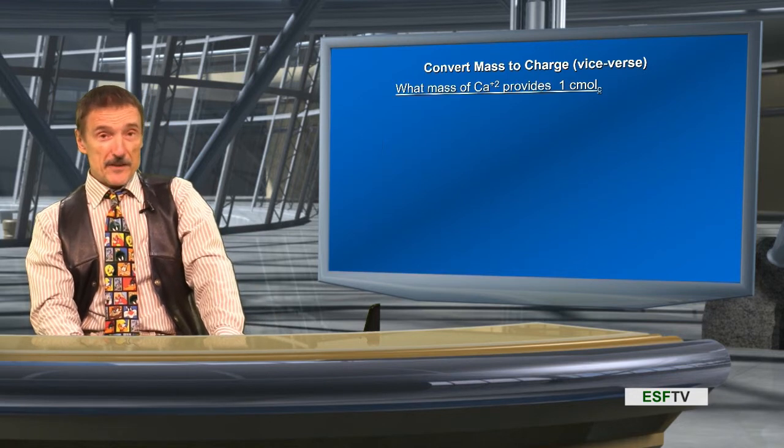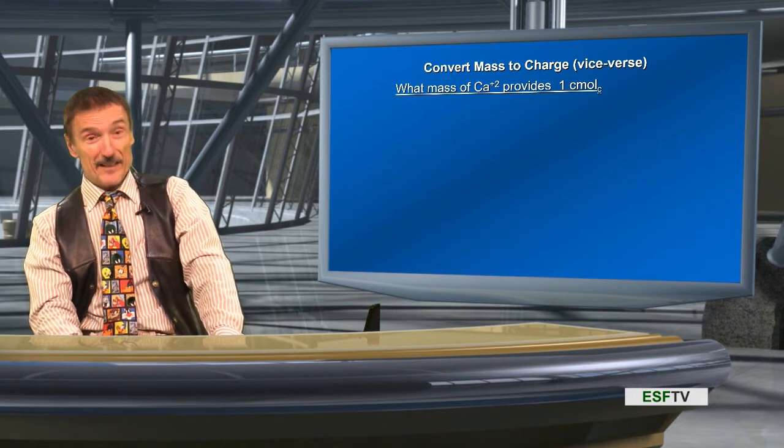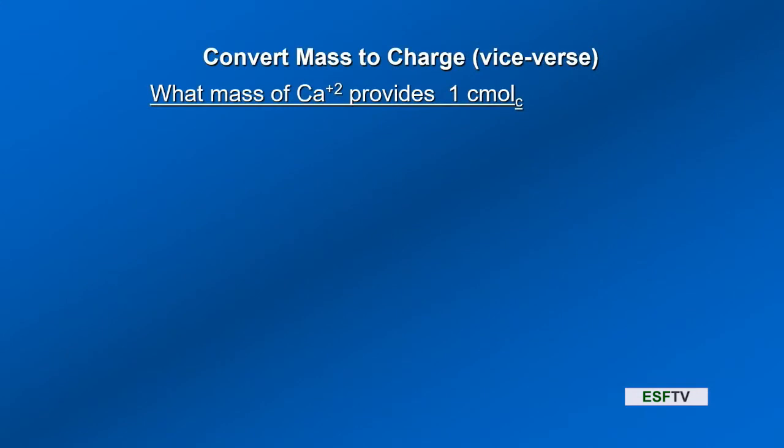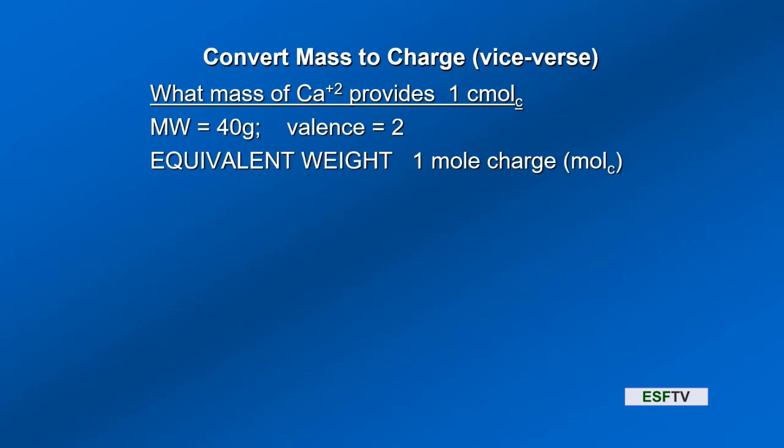And so we could ask the question, and we will ask the question in lab and on exams: what mass of calcium +2 provides a centimole of charge? First we have the molecular weight and the valence. We've got to get to the equivalent weight. So the first part of answering this question is to compute the equivalent weight: 40 grams, the molecular weight, divided by the valence, 2. That's the equivalent weight, and this is the mass that will provide a mole of charge.